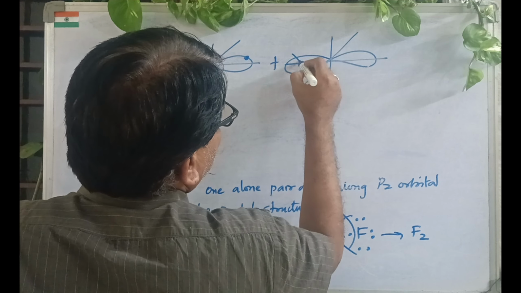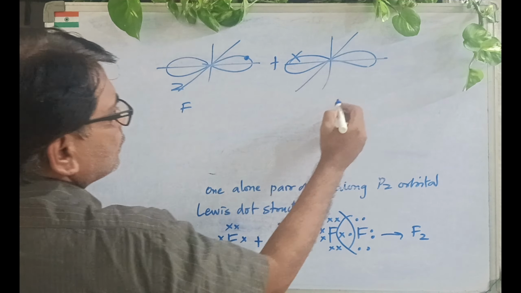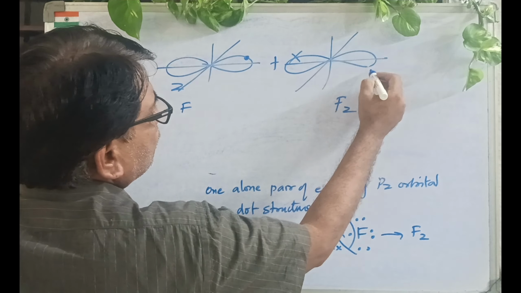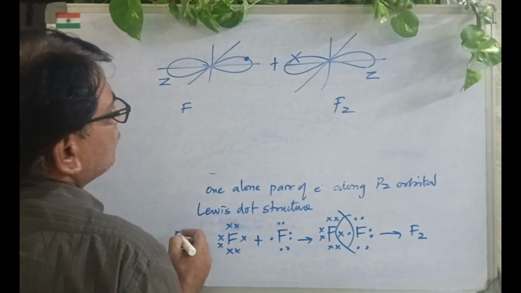Same it is. Z axis with extra electron. This is about one fluorine. This is about another fluorine. This will be z axis, as I already wrote here. Okay, once again, I'll write clearly z axis.